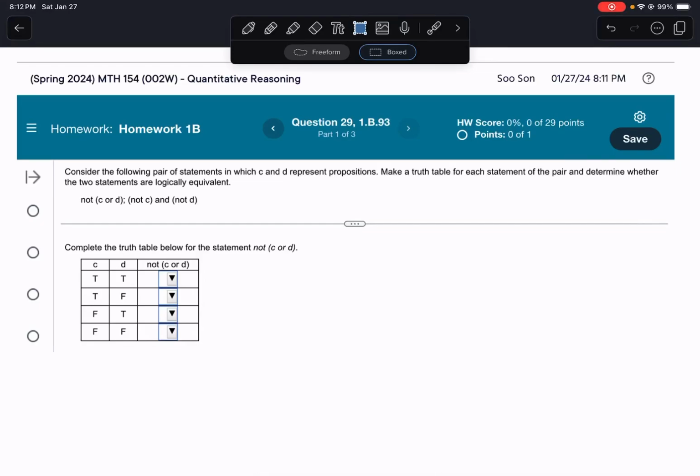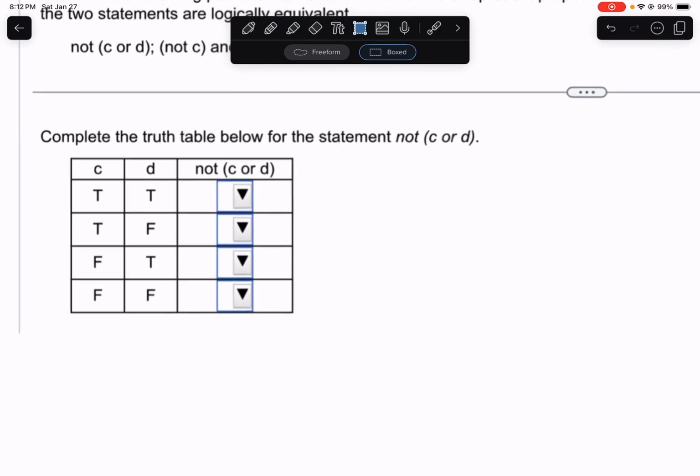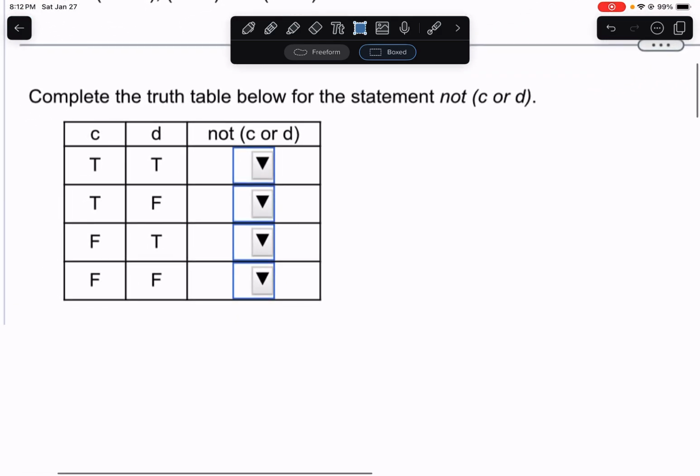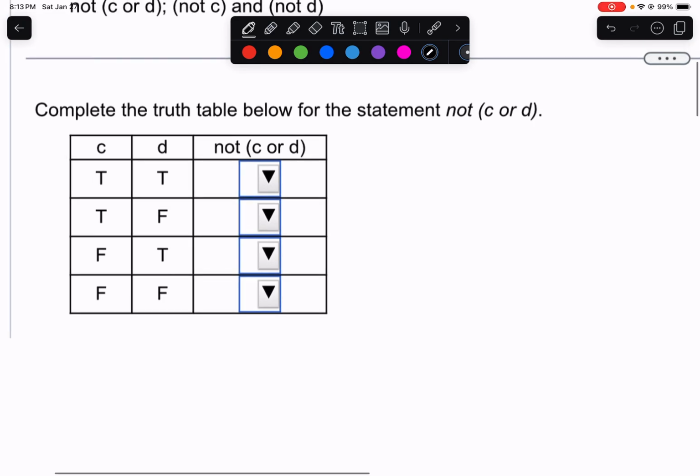Hello, this video is for Math 154, Quantitative Reasoning, and we're looking at Homework 1B, question number 29. So we have this truth table, and we're given different options for different truth values for C and D. And our goal is to find the truth value for not (C or D). So to answer this, I'm going to do this in multiple steps.